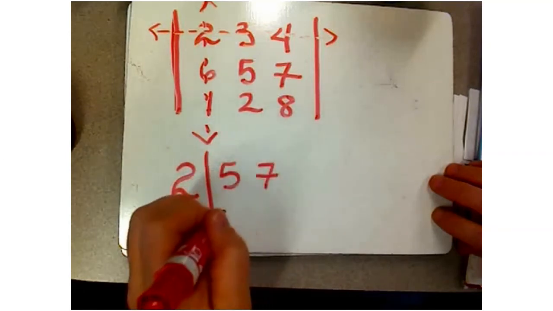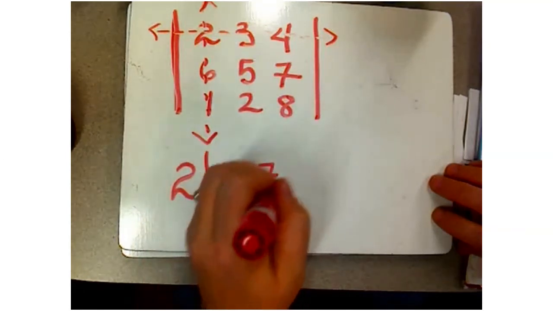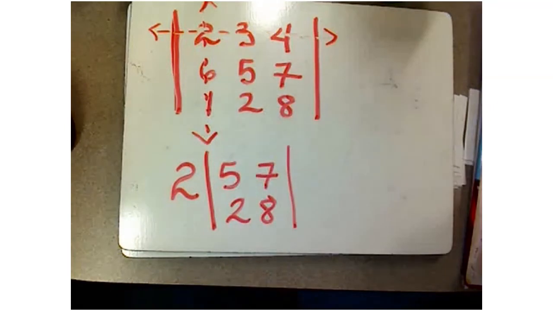5, 7, and 2, 8. Okay, so you're going to write that out. 2, open determinant. 5, 7, close determinant. Next row, open determinant. 2, 8, close determinant. So that's our first one.